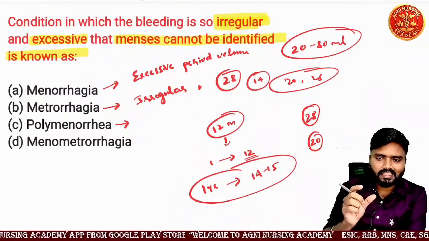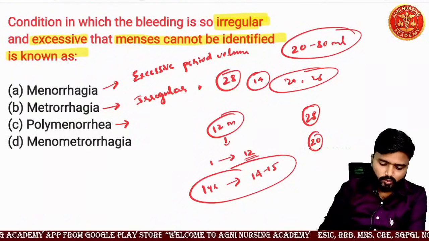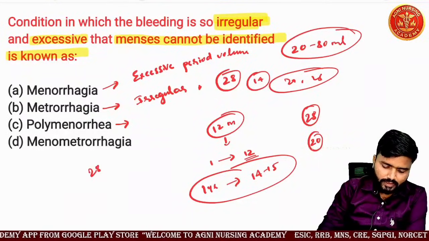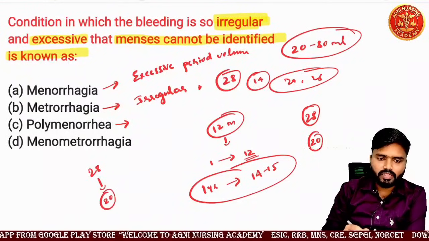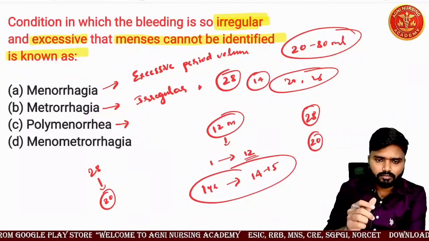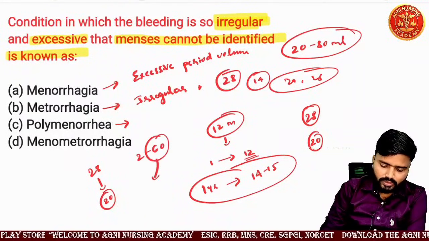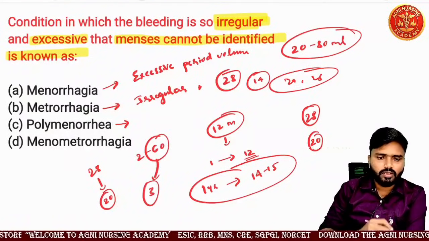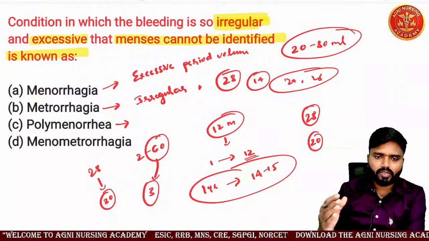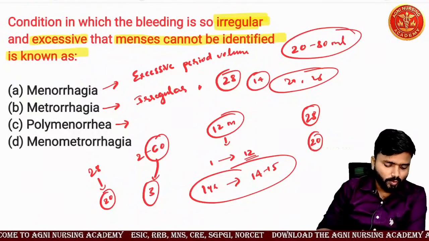So here the cycle span is reduced from 28 to 20 days. With 20 days, within 2 months, which contain 60 days, 3 cycles will happen. Understood? So automatically the menses cycles will be more, and that we'll call polymenorrhea.